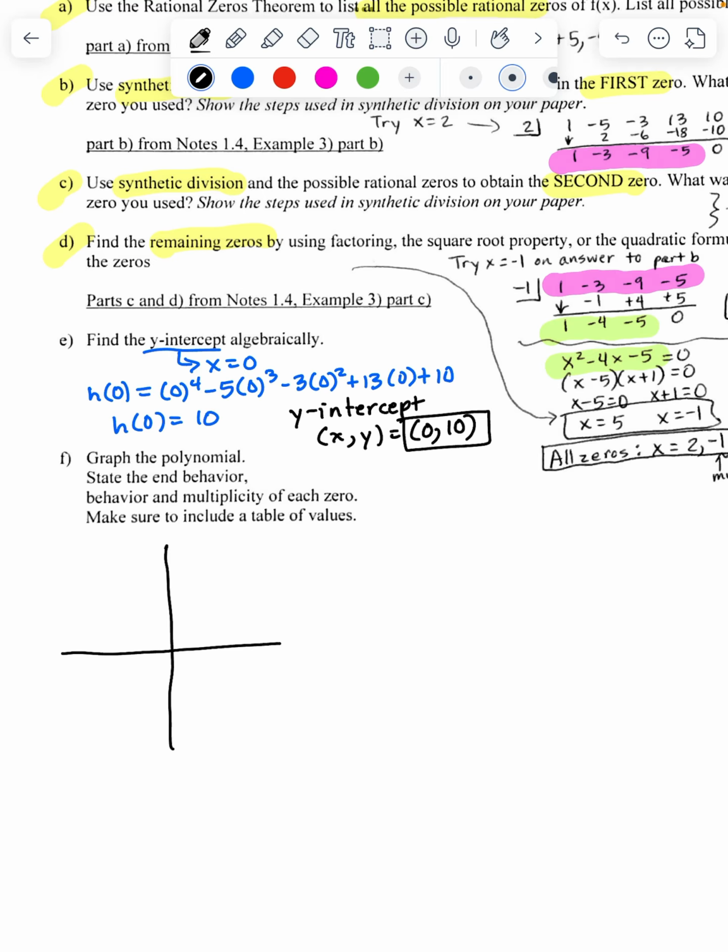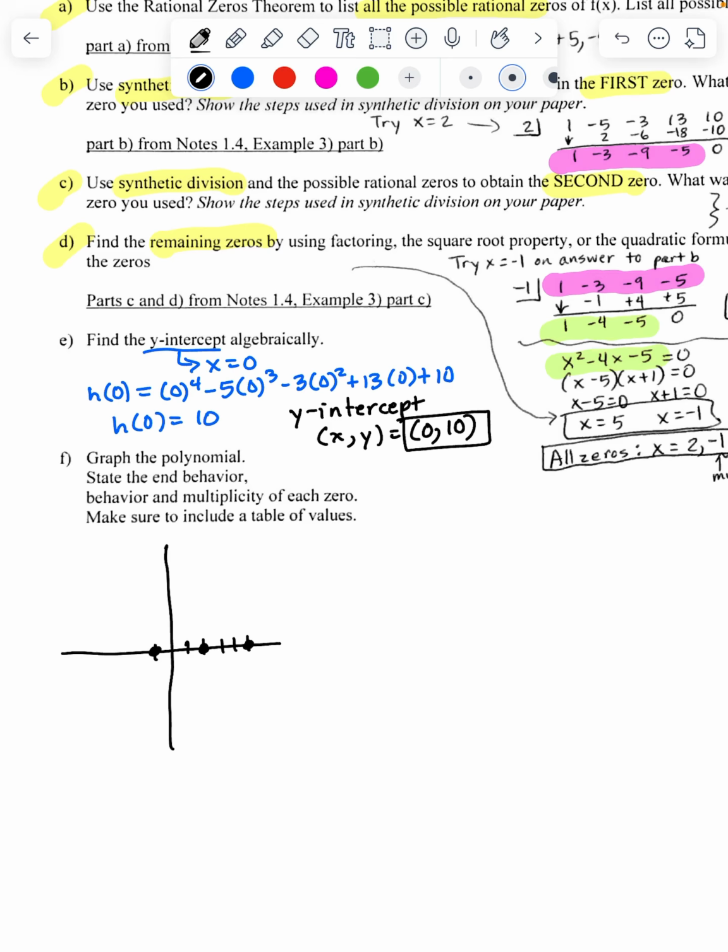But if you do the graph by hand, that's okay, as long as you try to be kind of consistent with your scale. So from part B, we know there is a 0, which is another word for x-intercept at 2, 0. From part C, we know there is a 0 or an x-intercept at -1. From part D, we know there's another 0 or x-intercept at 5, and then we also got -1 a second time in part D, so we know that root has multiplicity 2.